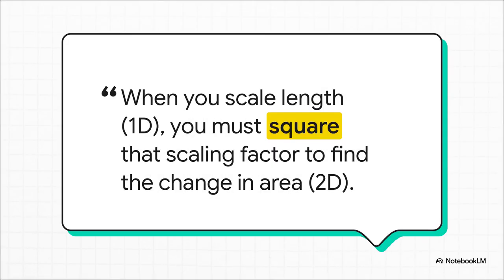See that number we found, 208.5? That's a scaling factor for length. And length is a one-dimensional measurement. It just goes in a line. But area is two-dimensional. It's got length and width. So to scale an area correctly, you can't use the 1D length factor. You have to use the 2D area factor, and that is always the length factor squared.